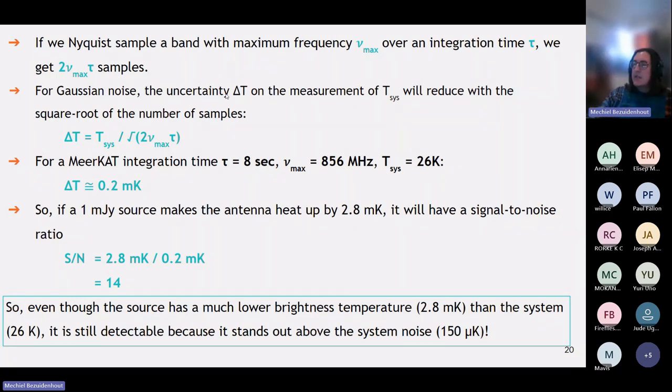And that uncertainty scales as the inverse square root of the number of samples that you take. So you only have to stand out above the noise in the system, which is much less than the actual system temperature itself.